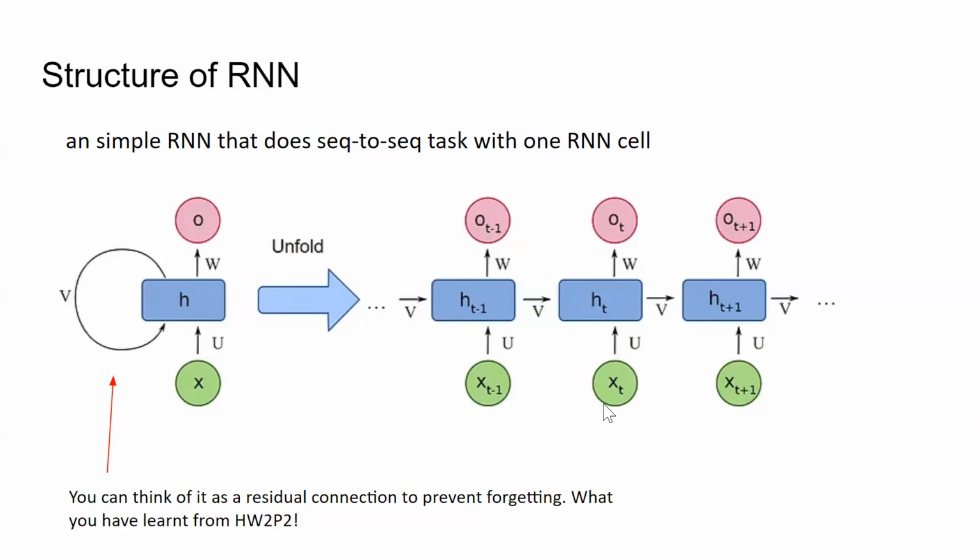You can think of this recurrent connection as something similar to a residual connection that you have used in homework 2P2. It helps the network remember what you have learned in the past and not forget when you keep generating new sequences.